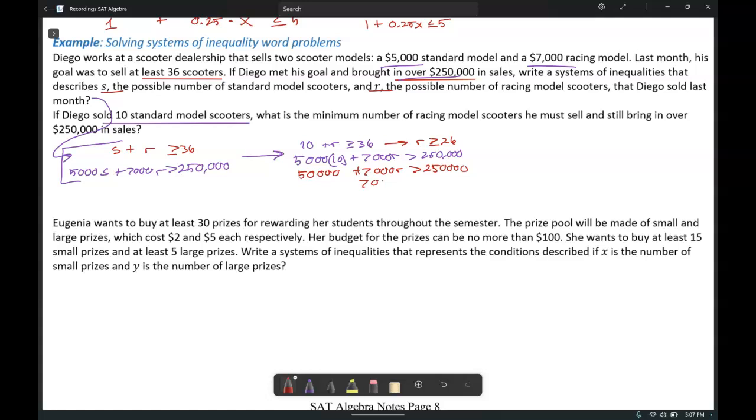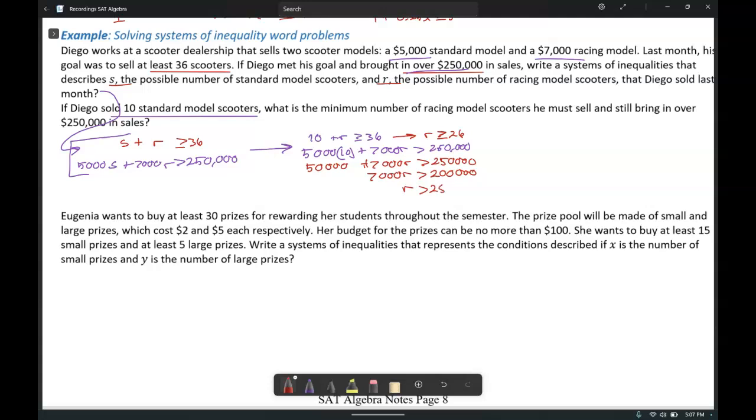We subtract $50,000 from both sides, we get $200,000. And we divide both sides by 7,000, and we get approximately 28.57 with some rounding. So now that we have this value for R, we have to compare and see what is the smallest value that makes both inequalities true.